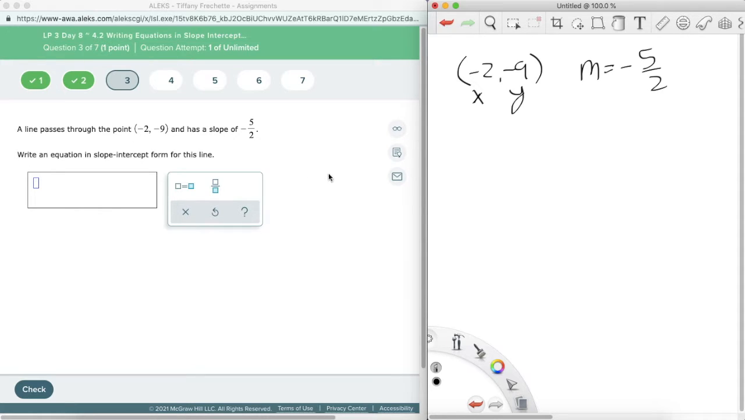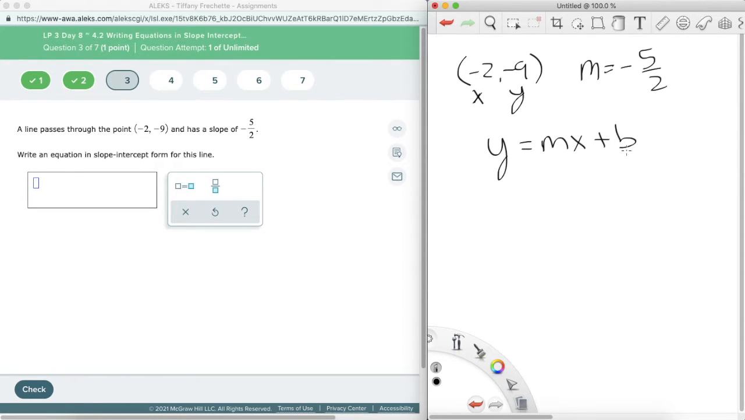So now it says write an equation. Well, remember, in order to write an equation, I need the slope and the y-intercept, not just a random point. So what I do when they give me a point and they give me the slope is I'm going to use that equation, but I'm going to use it in a slightly different way.